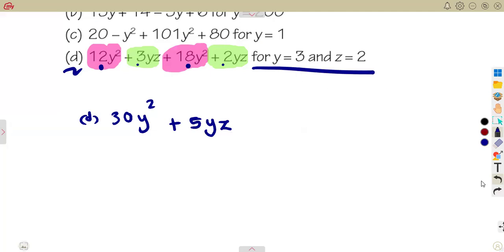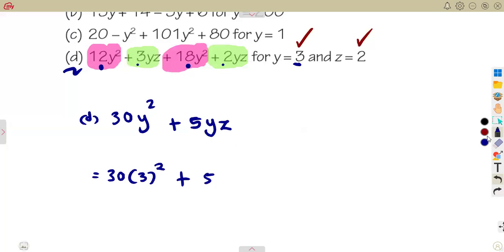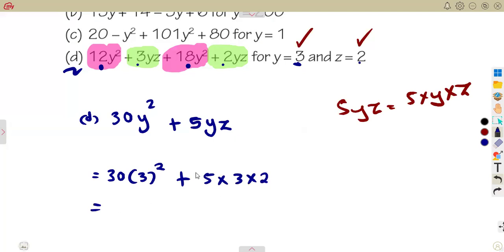For these values that we are given, where y is 3 and z is a 2, we can substitute into this now. That is 30. So the first part is going to be 30 into the value of y, remember, is 3. So that's 3 squared plus, remember this, 5yz. It means 5 times y times a z. So it simply means 5 times the value of y, which is 3, times the value of z, which is 2. So this is one and the same part that you need to multiply.